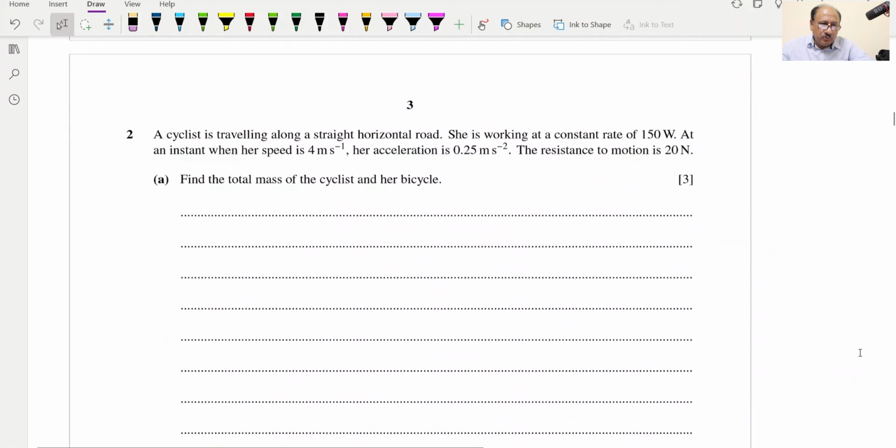Now question number 2. Question number 2 says a cyclist is traveling along a straight horizontal road. She is working at a constant rate of 150 watt. At an instant when her speed is 4 meter per second, her acceleration is 0.25 meter per second square, the resistance to motion is 20 newton. Part A, find the total mass of the cyclist and her bicycle. So this is a 3-mark question.